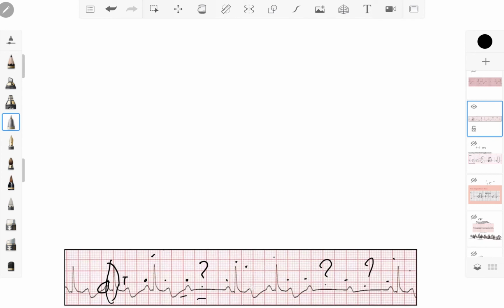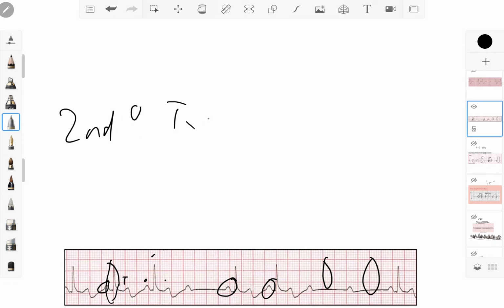So what's happening here? We have a P wave and a QRS that follows every time, except for there. You see P, no QRS, P, no QRS. And it's unpredictable, and you see that the PQ interval is the same. Let's get rid of some of the mess. PQ interval is the same, PQ interval is the same, then it just drops, and it just drops. This is a second degree type 2.